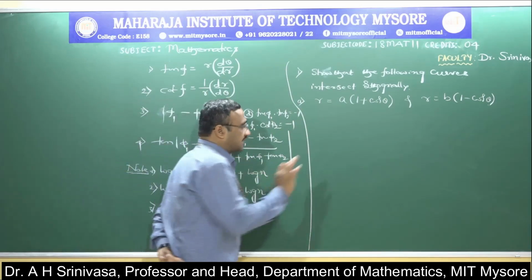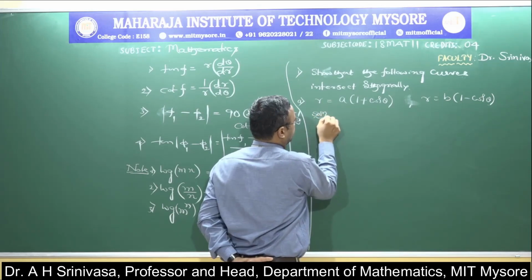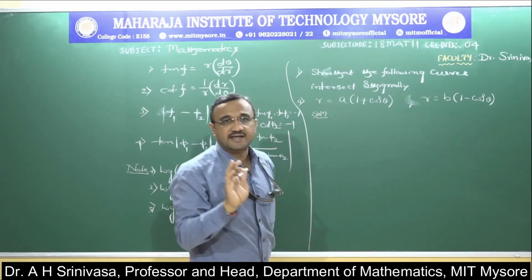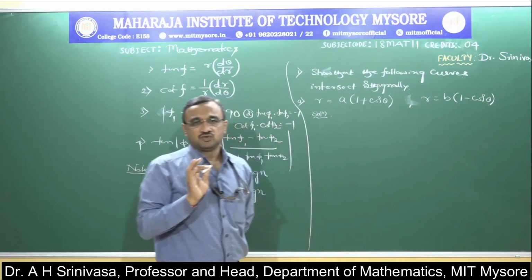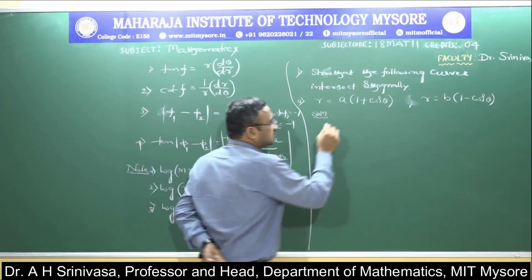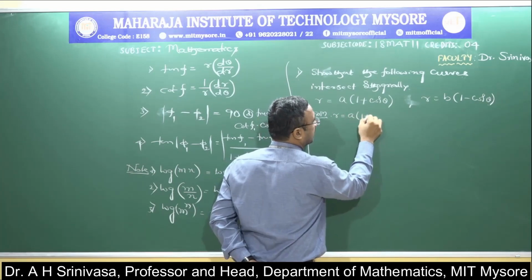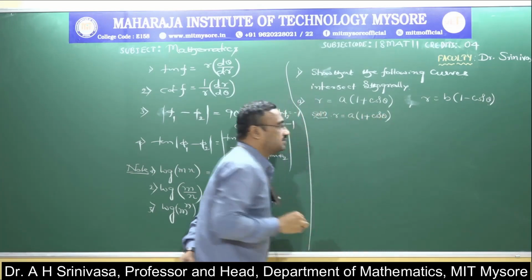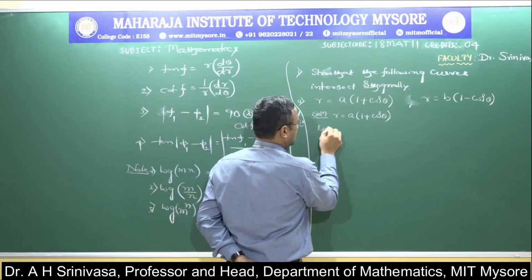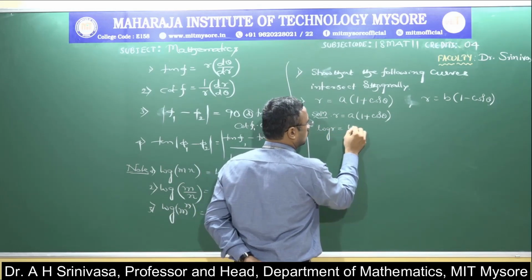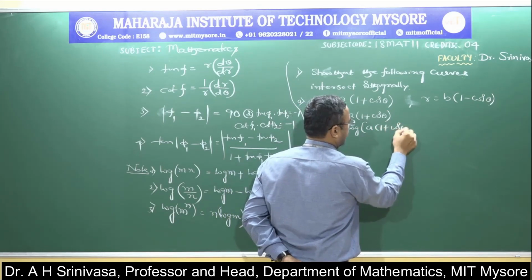Now first I am going to solve this one. So write down the solution. First, you should preferably take the log on both sides. It is very easy to evaluate the function that way. So for r equal to a times (1 plus cos theta), taking log on both sides, this becomes log r equal to log of a into (1 plus cos theta).